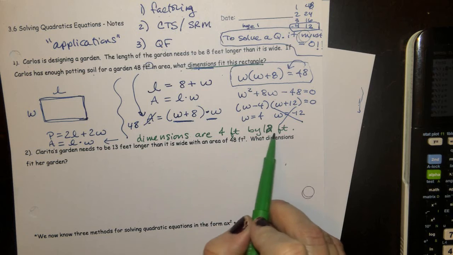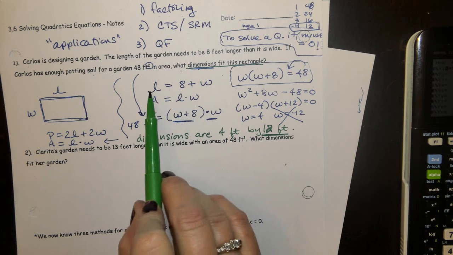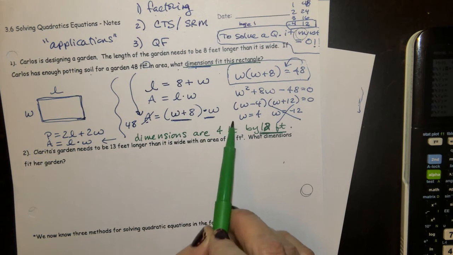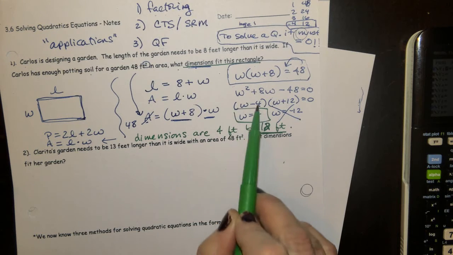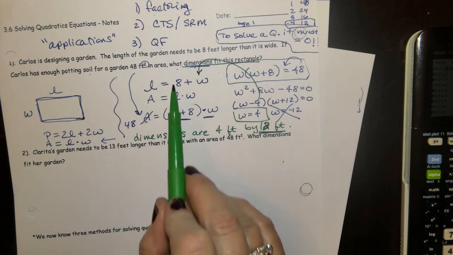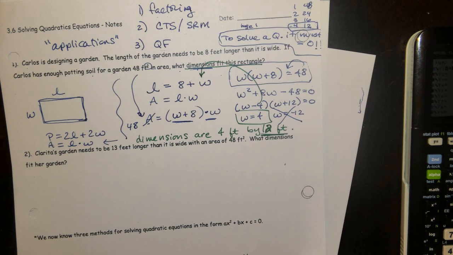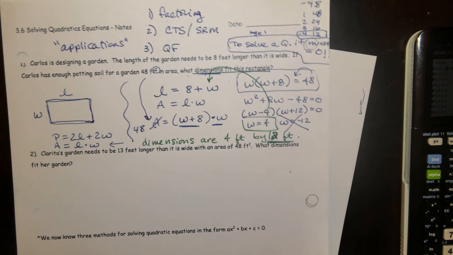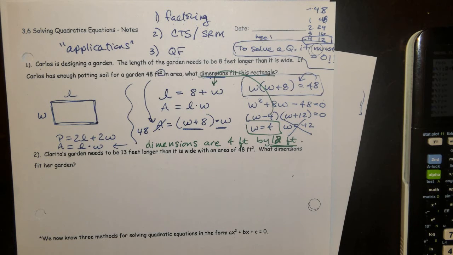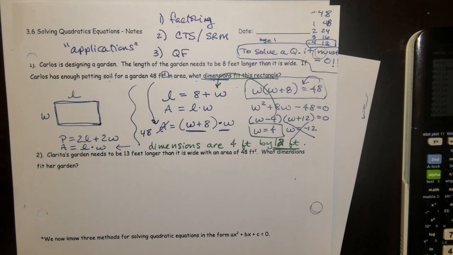All right, how did I get 12 feet? I plugged the length back in. So if the width is 4, you plug that back in right here. 8 plus 4 is 12. Every problem doesn't take this long. I'm just going slow to explain that, so I'll kick it up a little bit.